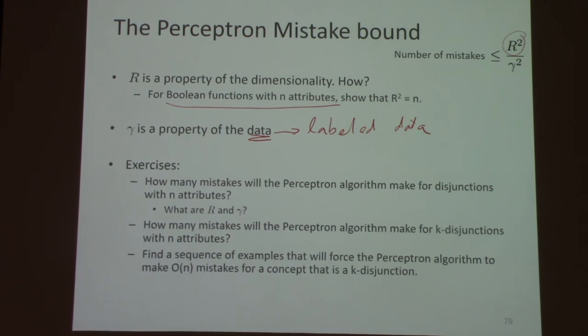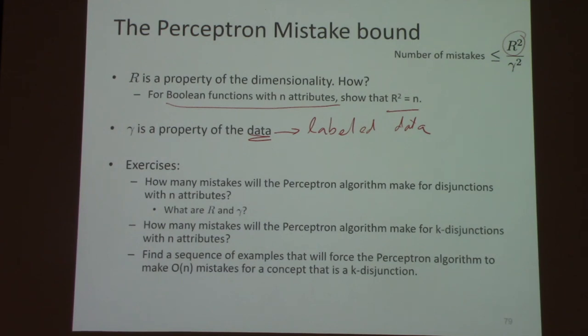First of all, I want you to find out what R and gamma are for disjunctions. R is easy, which I just talked about: R squared is n. For a disjunction in n dimensions, what's gamma? I'm not going to tell you the answer now. Work it out. Start off with two dimensions. In order to find gamma, you need to find a hyperplane that maximally separates the data, and then you discover the gamma.